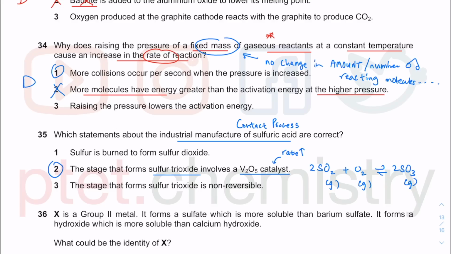Now, the sulfur is burned to form sulfur dioxide. That is actually stage 1. We burn the yellow solid sulfur in pure oxygen and you're going to get sulfur dioxide. So that is correct there.